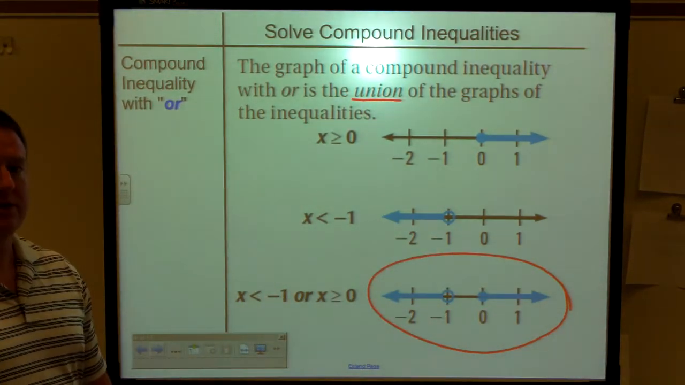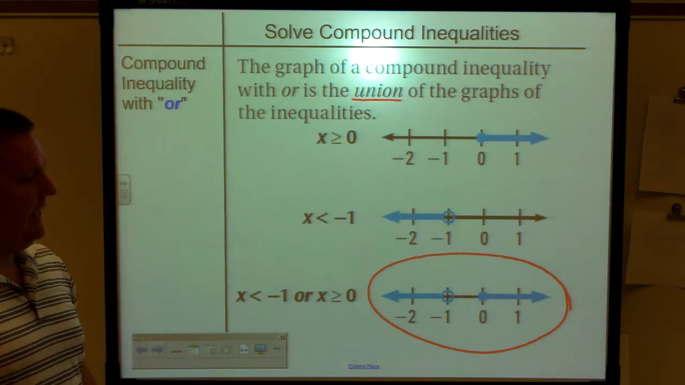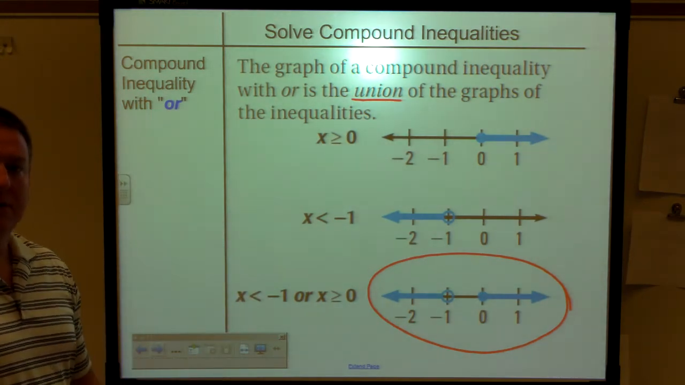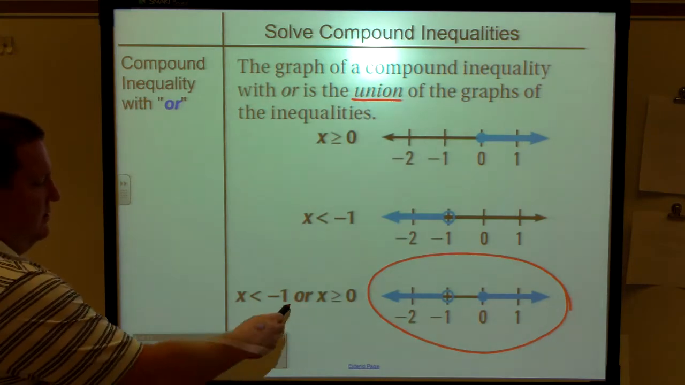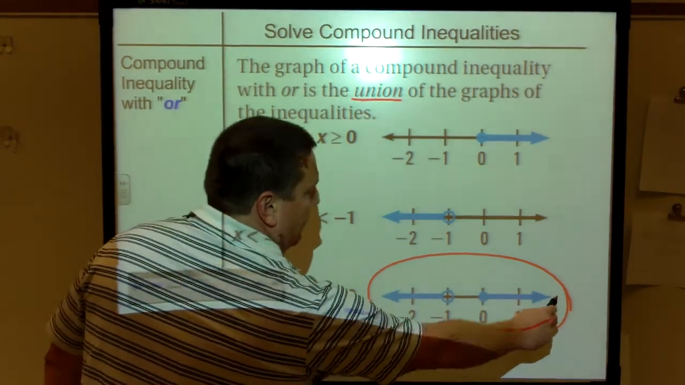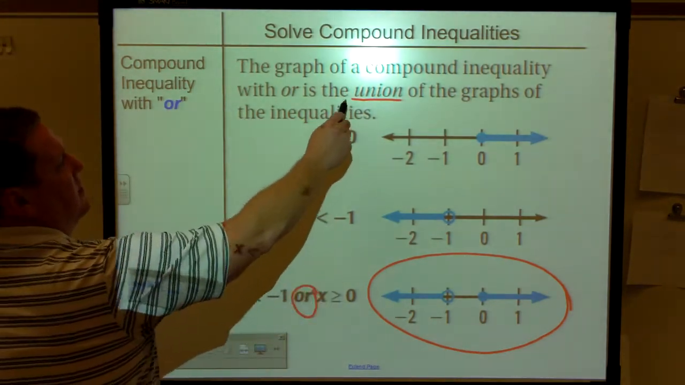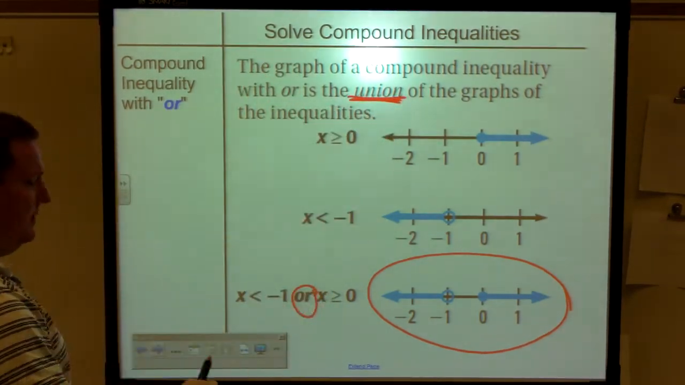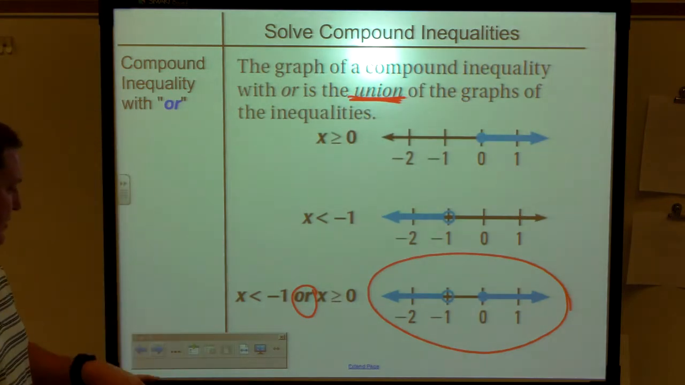There is no intersection on this, so if you tried to treat this like an and, there'd be no solution because there'd be no overlap. But since they use the word or, we want all these answers and all those answers. That's the union. Combining them all together, adding them together, creating a new set.